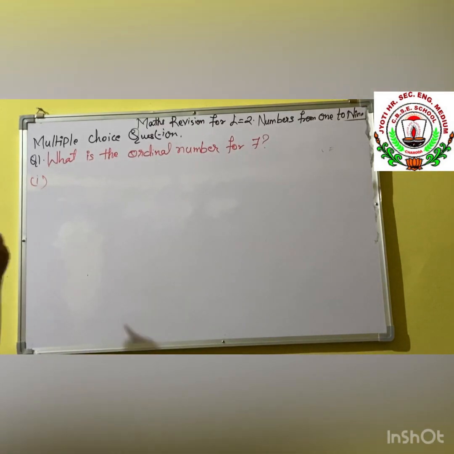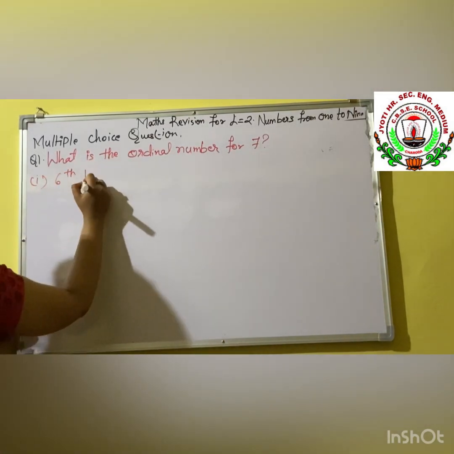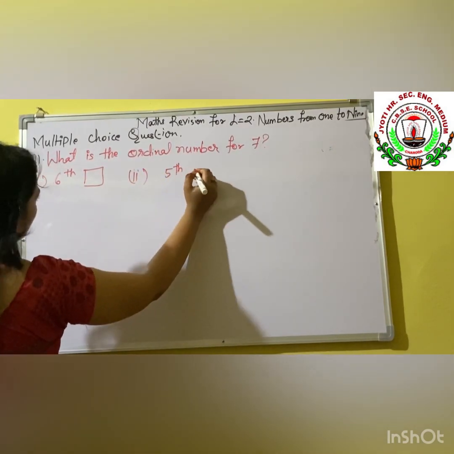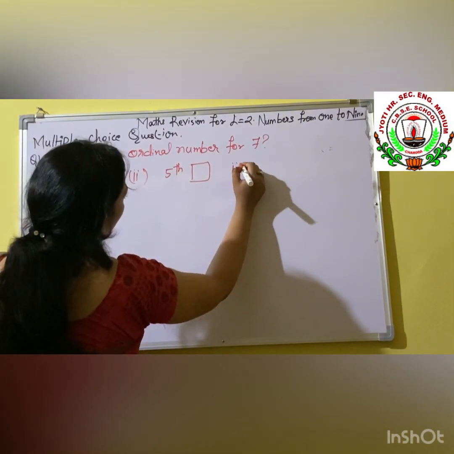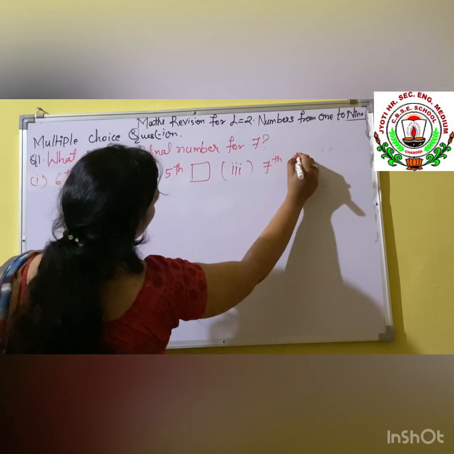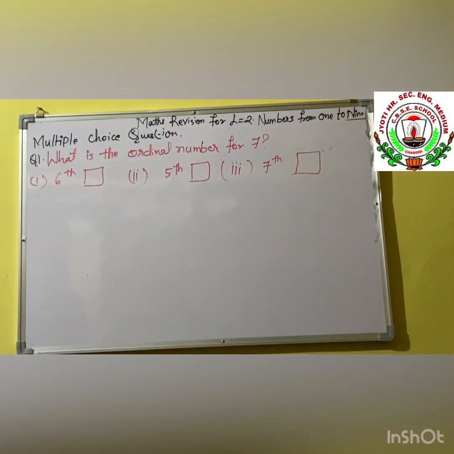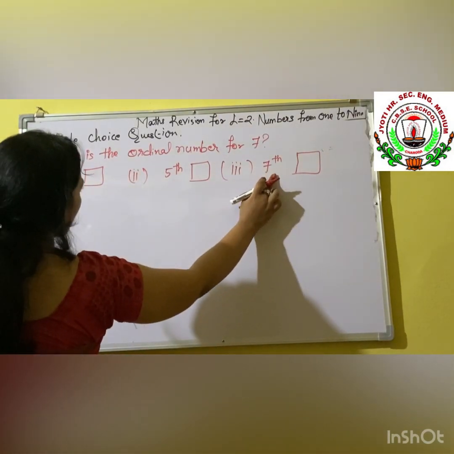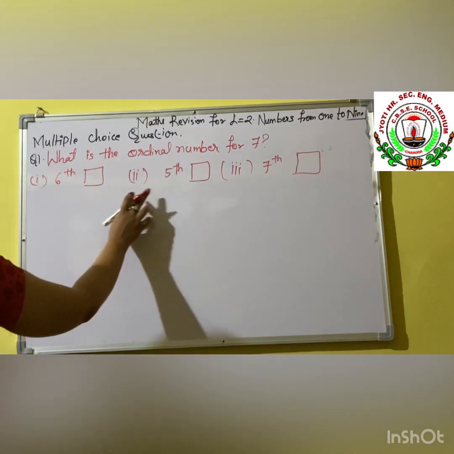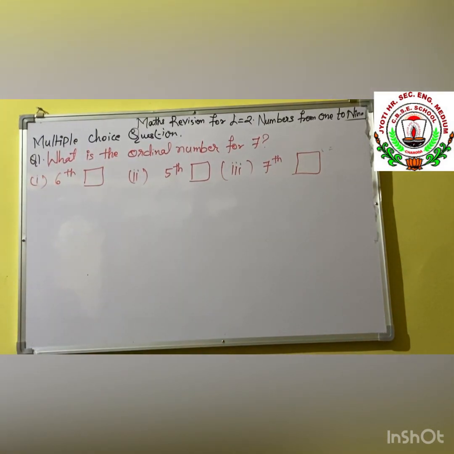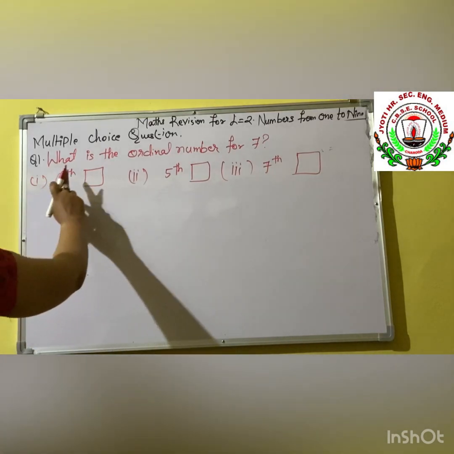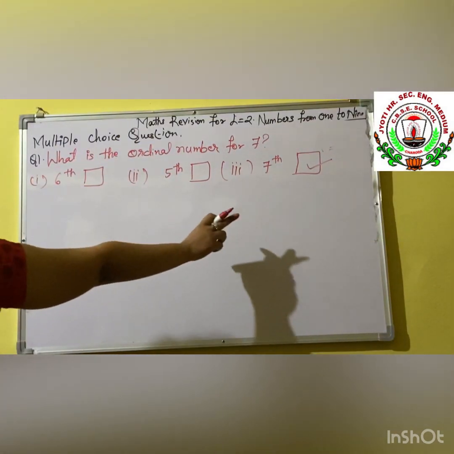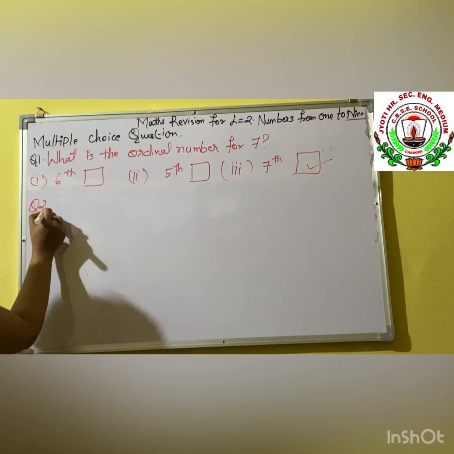Here I am giving you some examples: 6th, 5th and 7th. You have to choose from these options given over here. First one is 6th, second one is 5th, and third and last one is 7th. So in these 3 options you have to choose the correct answer. So the ordinal number for 7 is 7th. In this way we are writing in ordinal number.